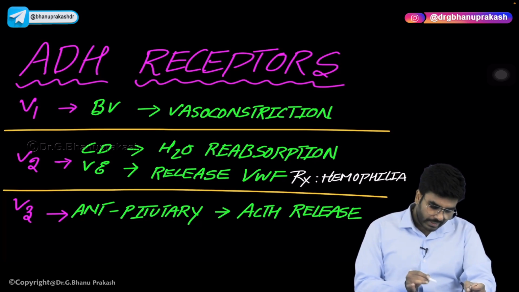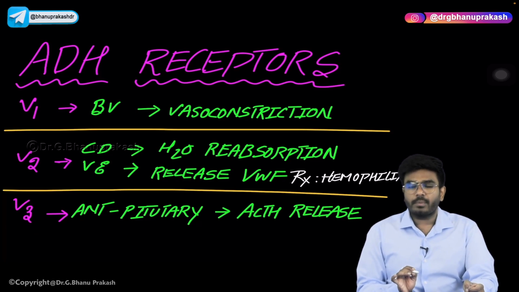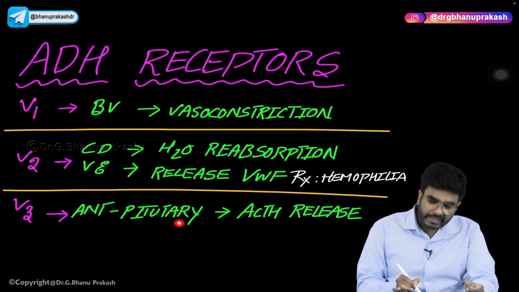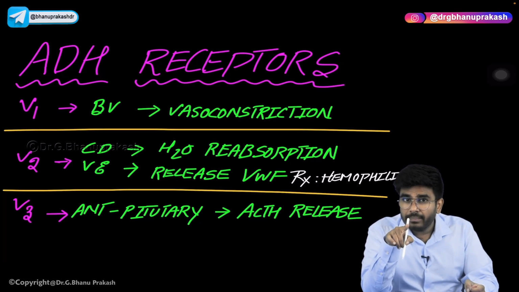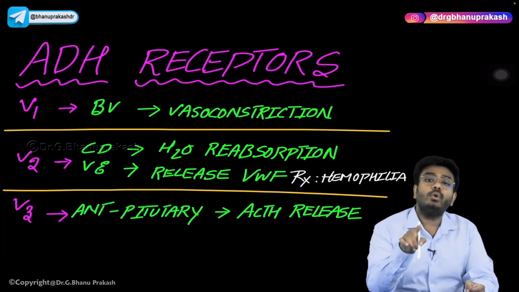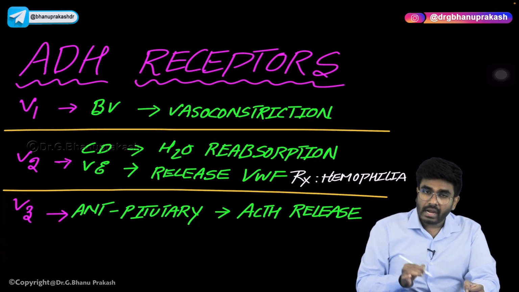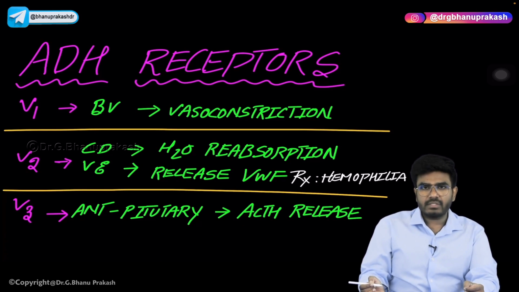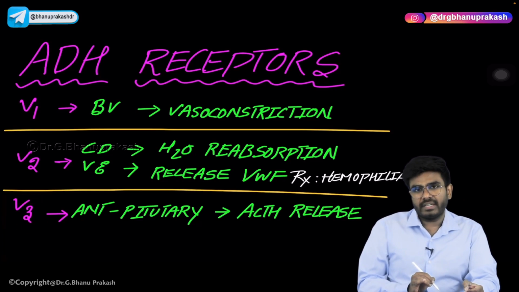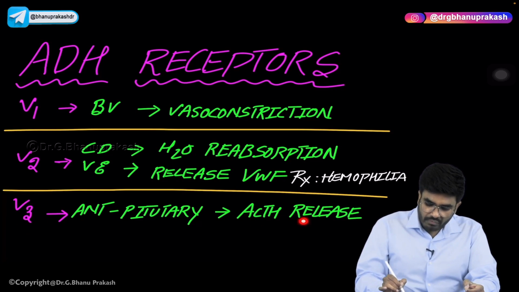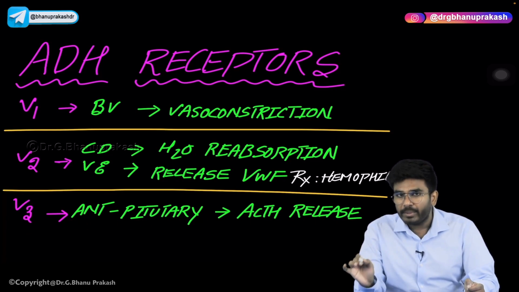MCQ. Okay. V3 receptor, where is it present? This V3 receptor is also a receptor of antidiuretic hormone, which is present in the anterior pituitary. So, antidiuretic hormone from the posterior pituitary is going to come into the anterior pituitary. It is going to act on the V3 receptors, and what will it do? It helps in production of ACTH. We all know ACTH helps in the production of cortisol. So, antidiuretic hormone by acting on the V3 receptors helps in production of ACTH. Where are V3 receptors present? V3 receptors are present in the anterior pituitary.